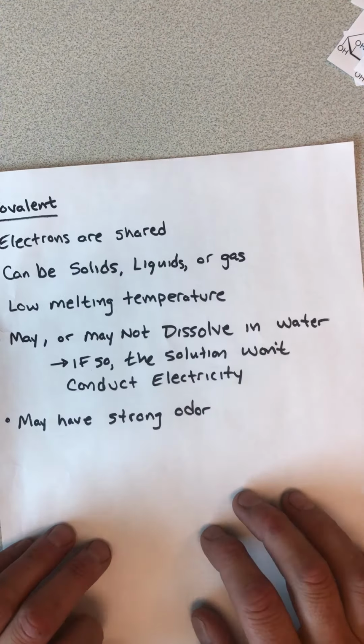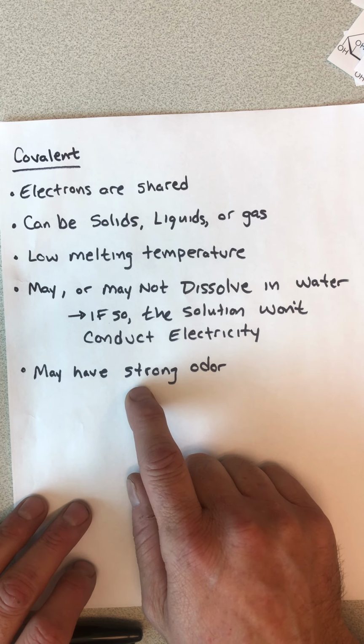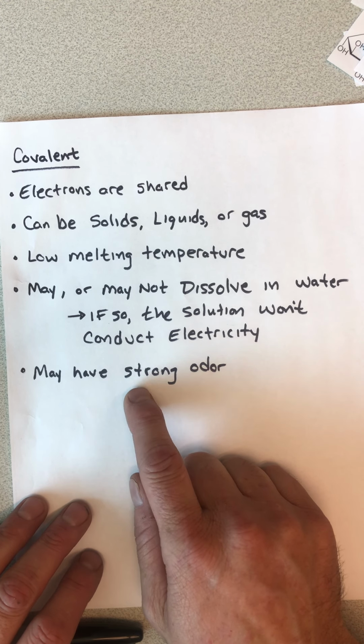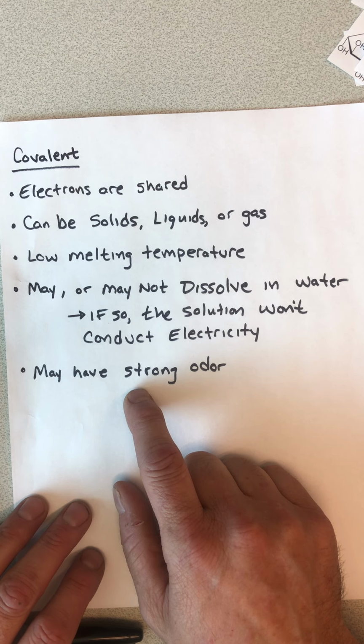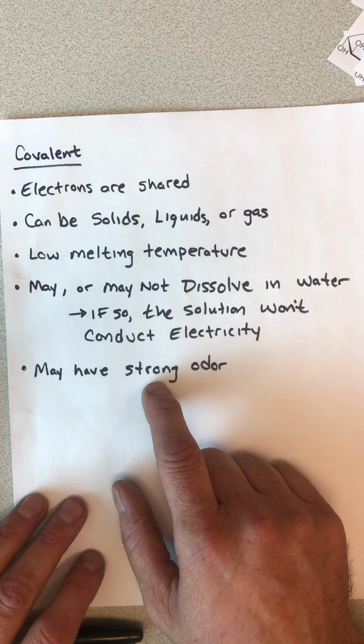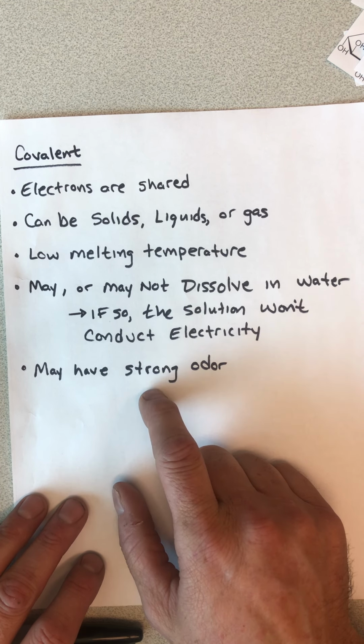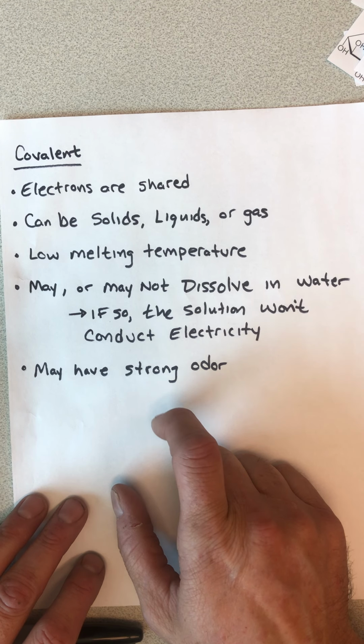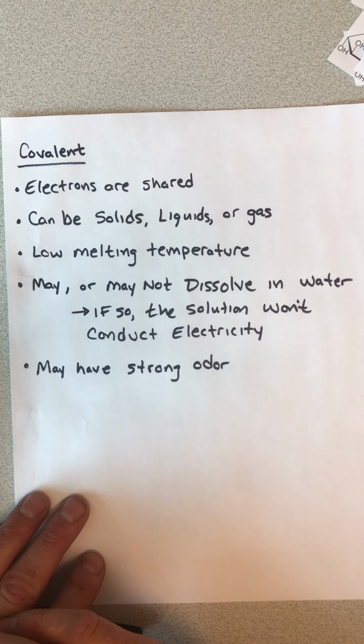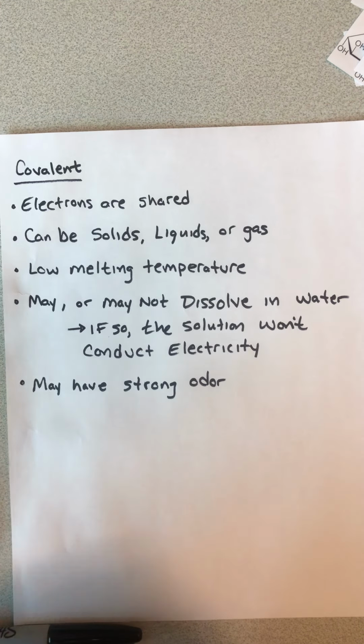And then I think one of the most interesting things about covalent compounds is that they can have a really strong odor, either bad or good, actually. So all things that smell really good, you're smelling covalent compounds. And sadly, all things that smell really bad, you're also smelling covalent compounds. So that is just a little overview on how ionic stuff differs from covalent compounds.